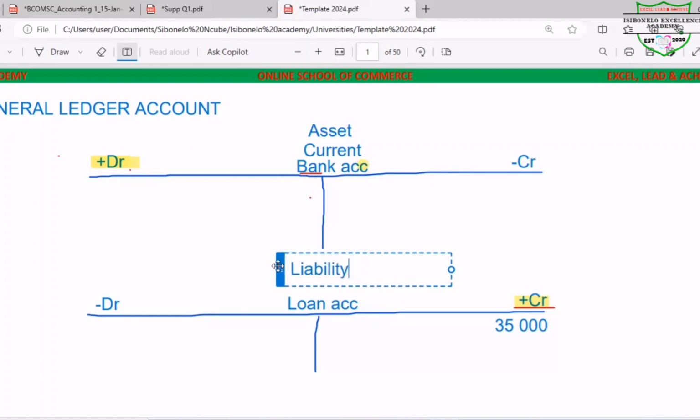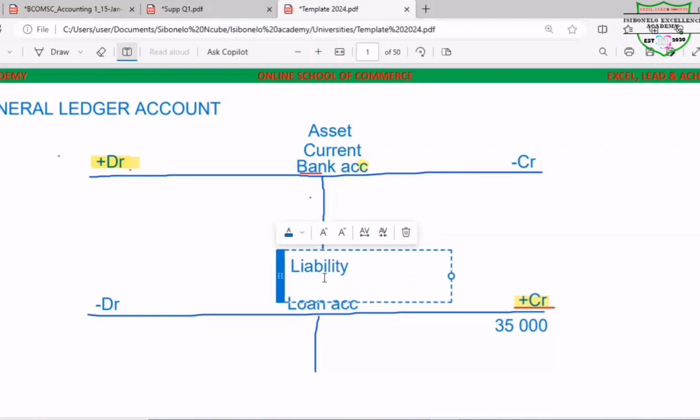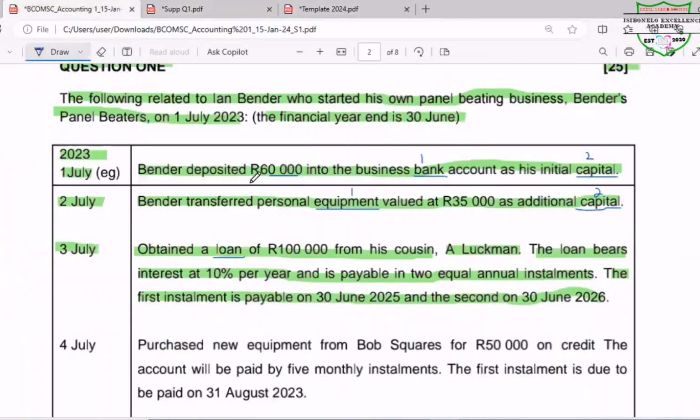So it is a liability account, and liabilities are divided into current and non-current. So when is this loan payable? Is it payable within 12 months or after 12 months? If it is payable after 12 months, we will classify it as a non-current liability. But if it is payable within 12 months, we will classify it as a current liability.